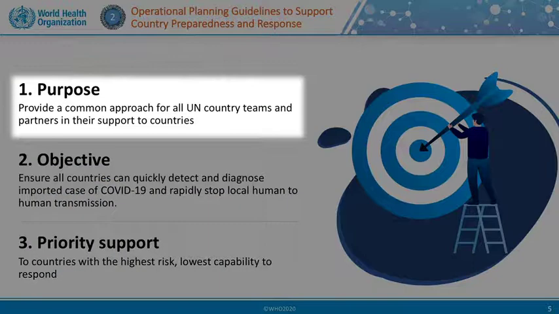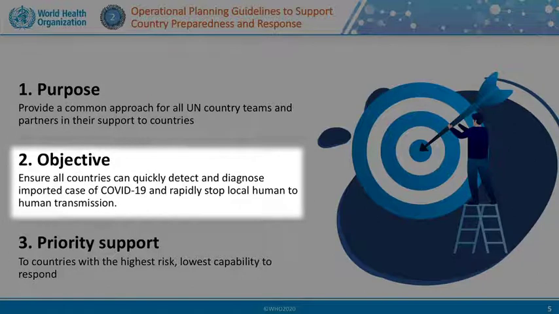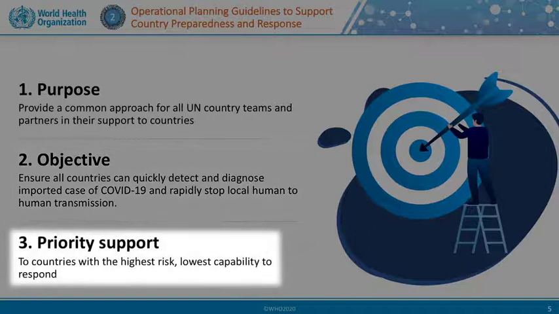The purpose of these planning guidelines is to provide a common approach for all UN country teams and partners in their support of countries. The objective of the guidelines is to ensure all countries can quickly detect and diagnose imported cases of COVID-19 and rapidly stop local human-to-human transmission. Priority support will be given to those countries with the highest risk and the lowest capability to respond.